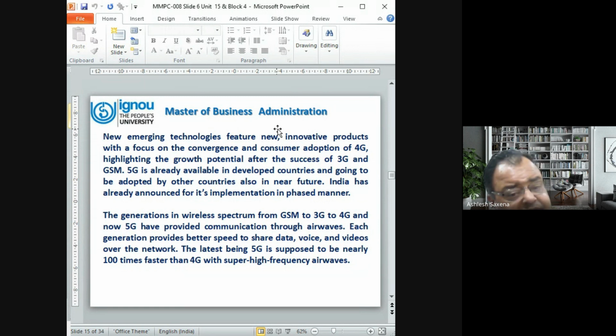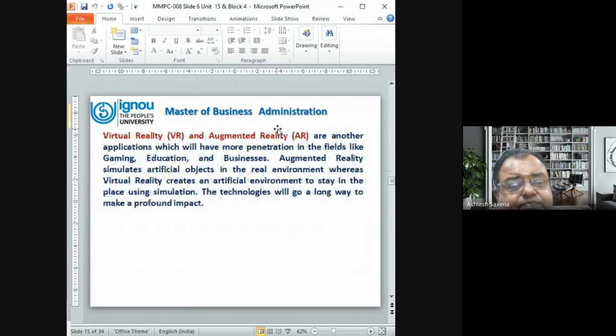The latest, 5G, is supposed to be nearly 100 times faster than 4G with super high frequency airwaves, virtual reality, and augmented reality. There are other applications which have more penetration in fields like gaming, education, and business. Augmented reality simulates artificial objects in the real environment, whereas virtual reality creates an artificial environment to stay in the place using simulation. The technologies will go a long way to make a profound impact.